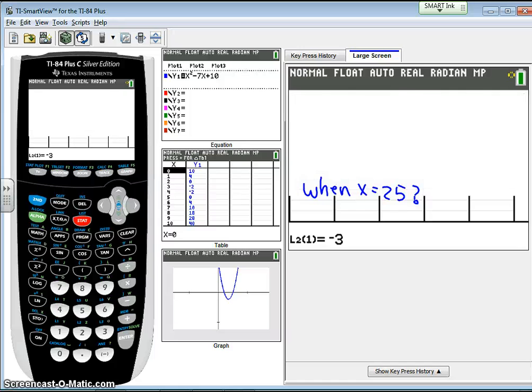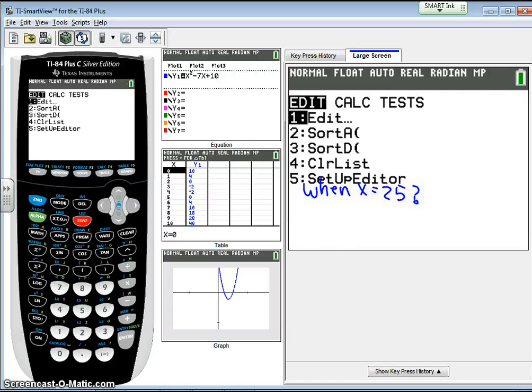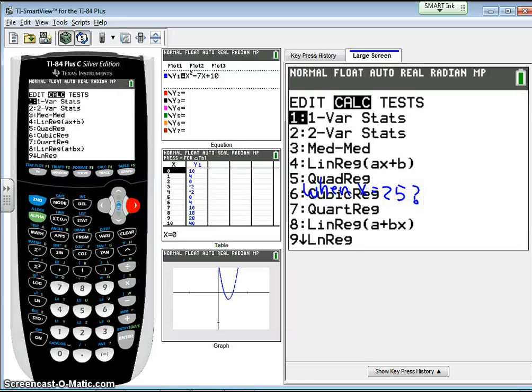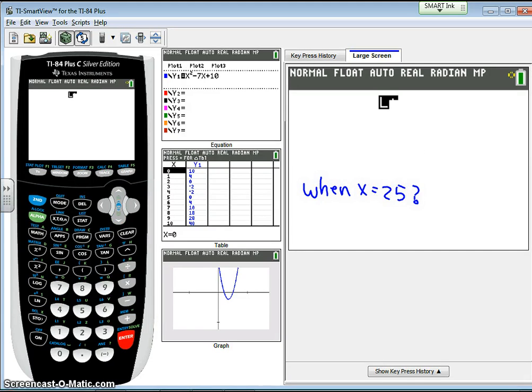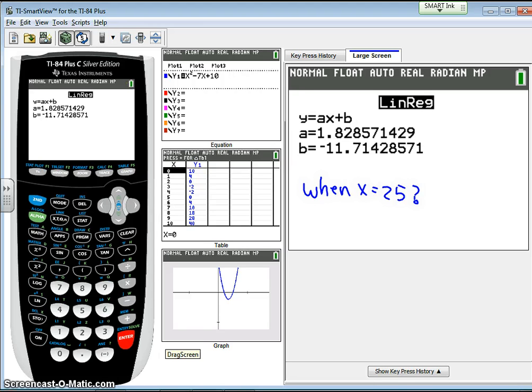I'm going to hit Stat. I'm going to hit Calc, and it's a line of best fit, so I'm going to go down to number 4. I'm going to hit Enter. Then I'm going to scroll down to Calculate, and I'm going to get the equation of the line. And through the magic of the calculator, this is what I get. So it's going to be y is equal to 1.8x minus 11.8. So that's what I get when I work it out.